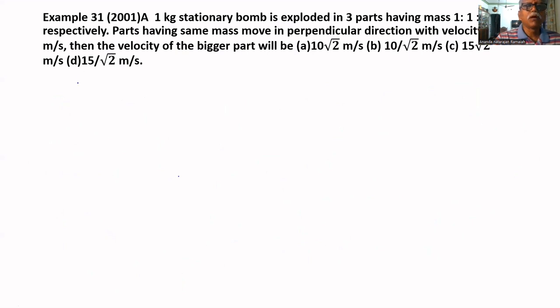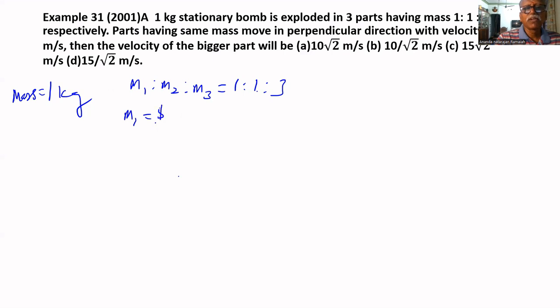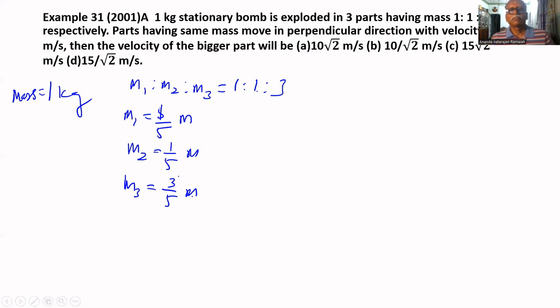A 1 kg stationary bomb. Mass equal to 1 kg. Exploded into 3 parts, M1, M2, M3, in the ratio 1 is to 1 is to 3. So M1 equal to 1 by 5 M, M2 equal to 1 by 5 M, M3 equal to 3 by 5 M. So the stationary bomb is exploded into 3 parts having mass 1 is to 1 is to 3 respectively.